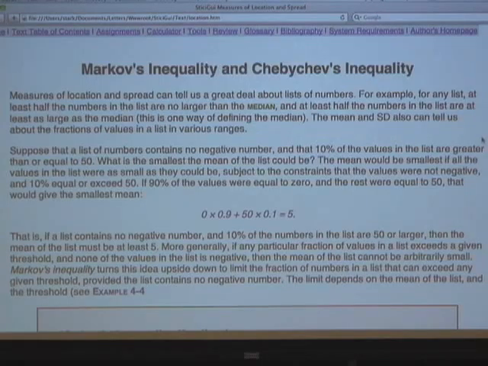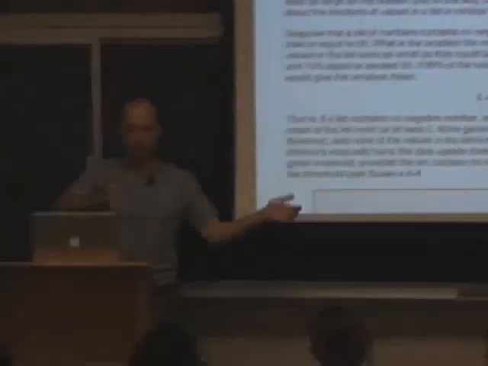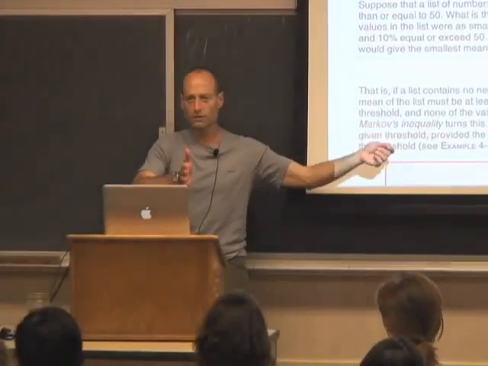Well, let me just talk about what they are. We mentioned when talking about the mean that a light person on a seesaw can balance a heavy person if the light person sits far away from the fulcrum, right? If you sit really far out and the heavy person is close in, then a light person can balance a heavy one.